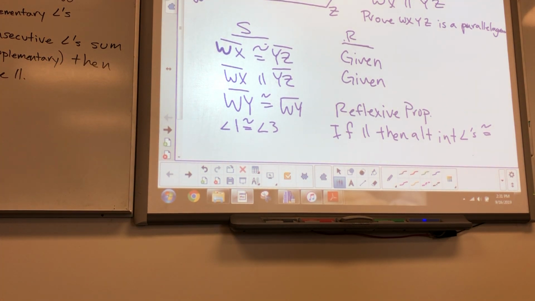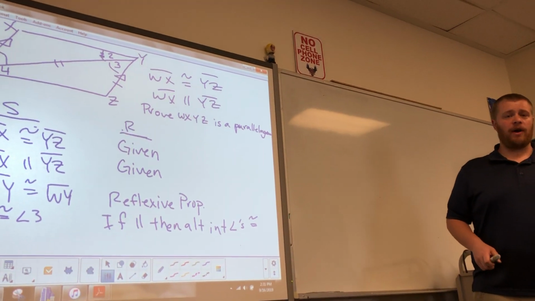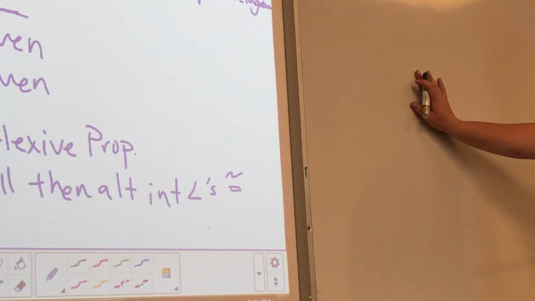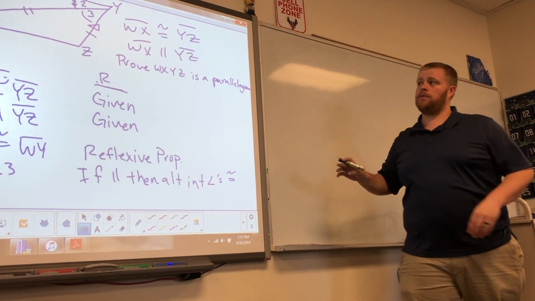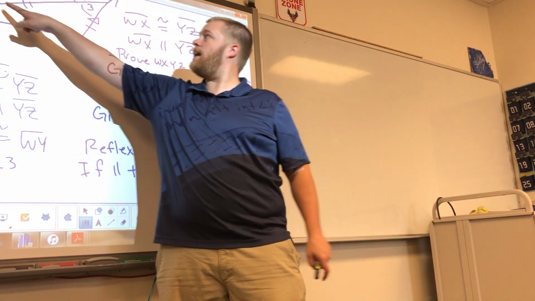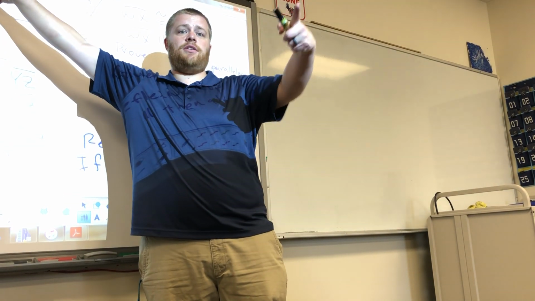So I'm going to come over to this board and finish the proof. It's not ready yet to send as a proof. So now, what do I have? You have 1 and 3. So I've got this angle and this angle, right? So I have a side angle side.